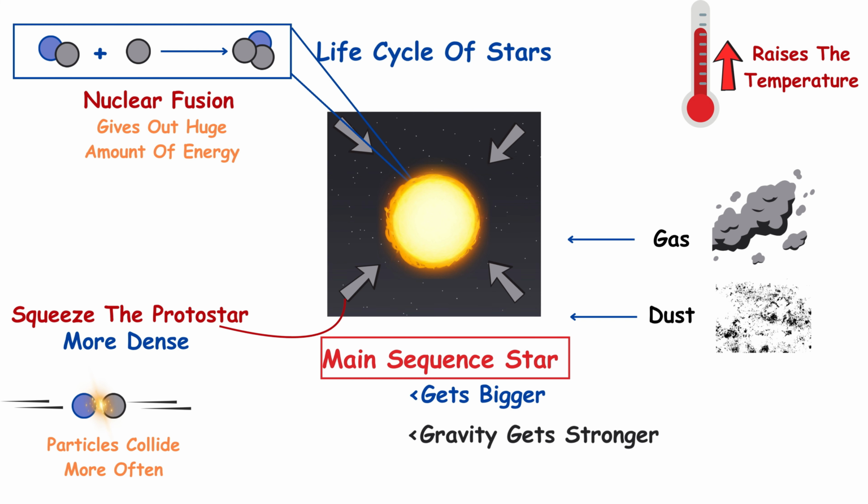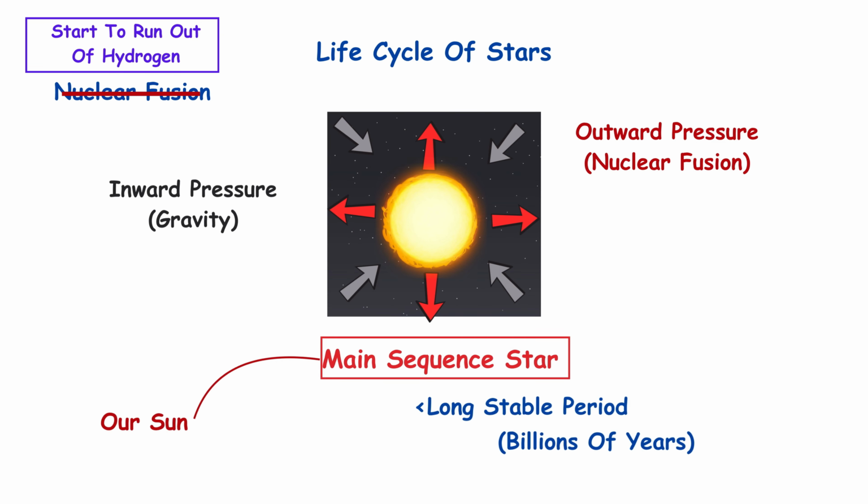During the main sequence phase, the outward pressure produced by all the energy released through nuclear fusion balances perfectly against the inward pull of gravity. This state of equilibrium allows the star to remain stable for a very long time, often for several billions of years. Our own sun, for example, is currently in this stage of its life cycle.